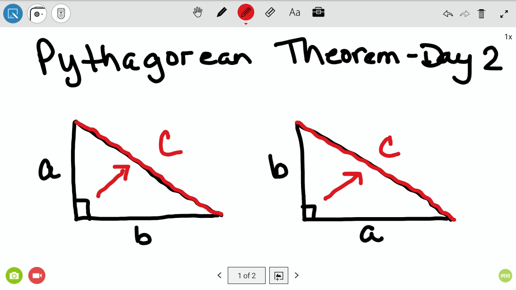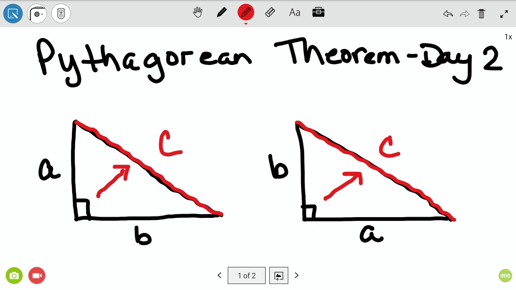So when you're looking at a triangle, 2 sides come together to make the right angle. That's always A and B, and it doesn't matter which one you call A and which one you call B. The side opposite the right angle is always C. It has to be C. And if you don't recognize the hypotenuse as C and you name it A or B, you're not going to get the right answer. So A and B are interchangeable. C is always the hypotenuse.